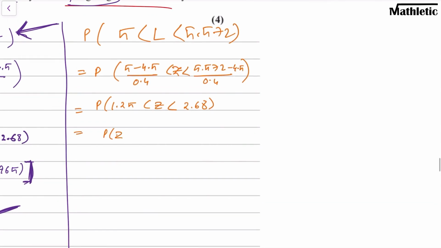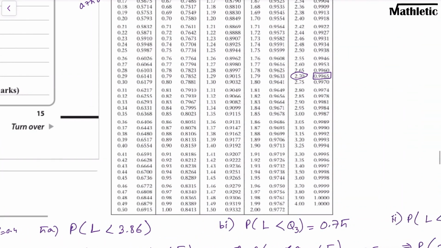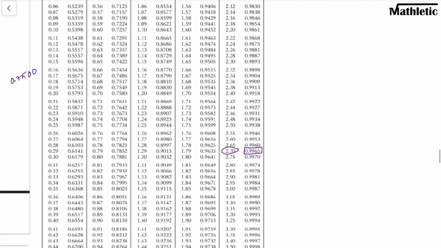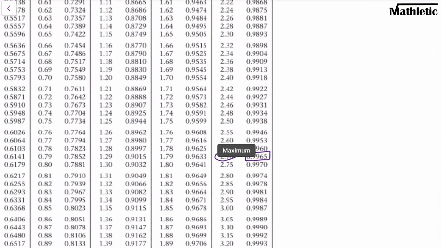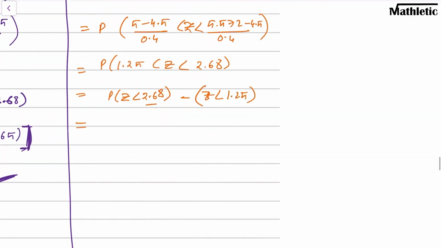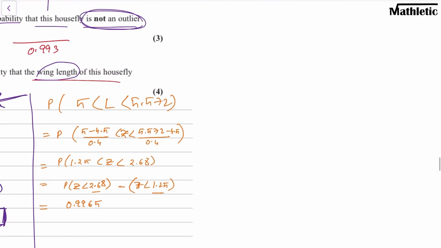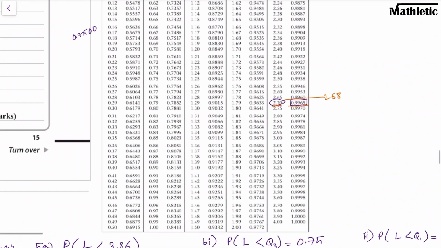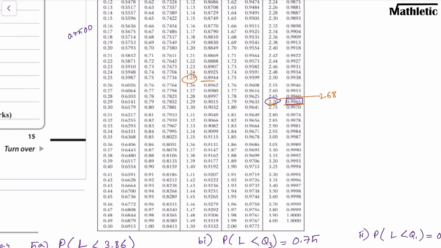So this is basically z less than 2.68 minus z less than 1.25, right? Upper limit minus lower limit. So you will just pick values from the table. So when z is 2.68, it is closer to 2.7, so it's 0.9965, and for 1.25, z 1.25 is actually 0.8944.